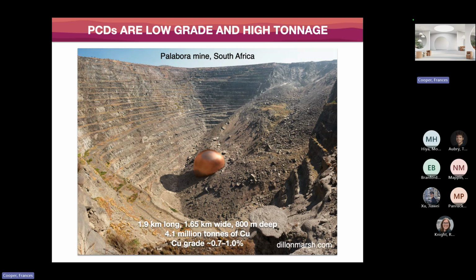So this is Palabora mine in South Africa. And Palabora mine in South Africa is 1.9 kilometers long, 1.65 kilometers wide. It was 800 meters deep when they finished mining it. You can see there's obviously been quite a lot of landslip since mining finished.